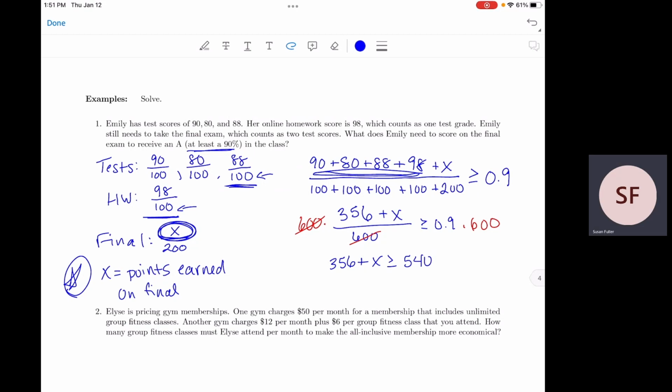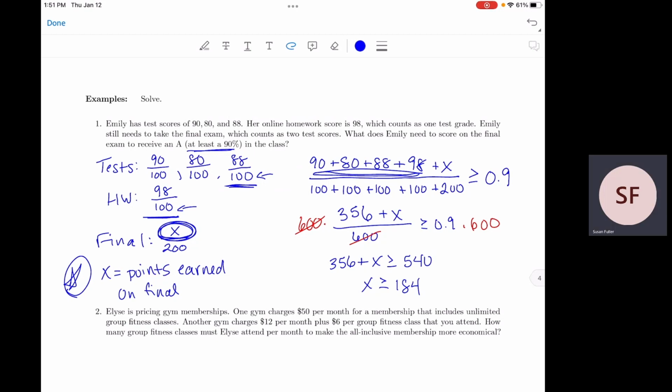So now to get to x, I'm going to subtract 356 from both sides. When I do that, I'll have x left over here. I'm just subtracting, so I leave my inequality. 540 minus 356 is 184. Okay, so x is greater than or equal to 184.